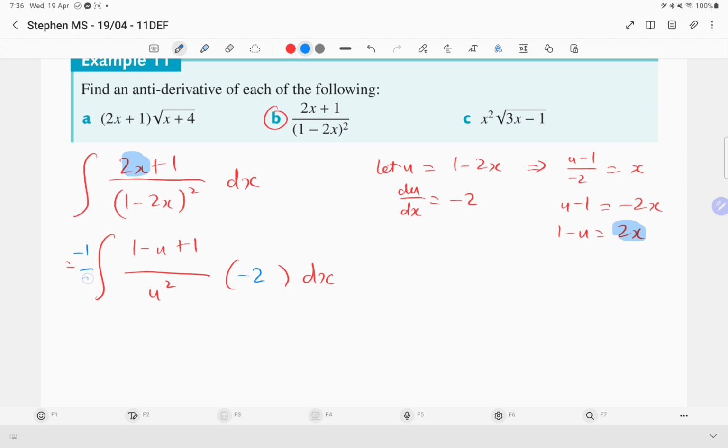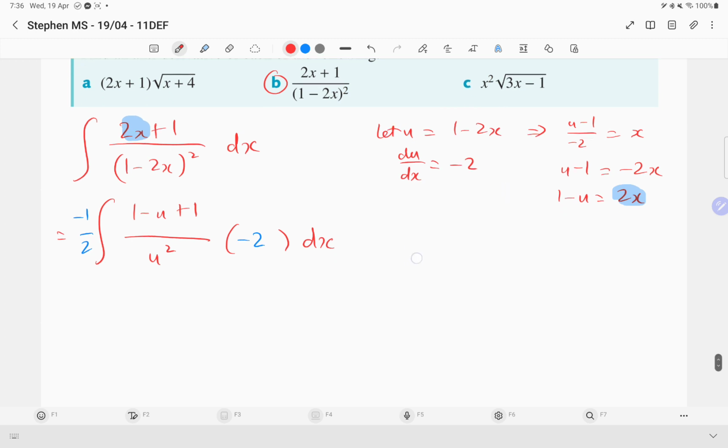Wait, so that whole bottom line just turns to u squared? Yeah, because u is 1 minus 2x, and we want a function of u. But it's still a 1 minus. It's like 1 minus 2x. Yeah, 1 minus 2x is u. Oh, I see, I'm doing two substitutions at once. Makes sense. So that's how you normally do it in the exam to save some space, save some lines.